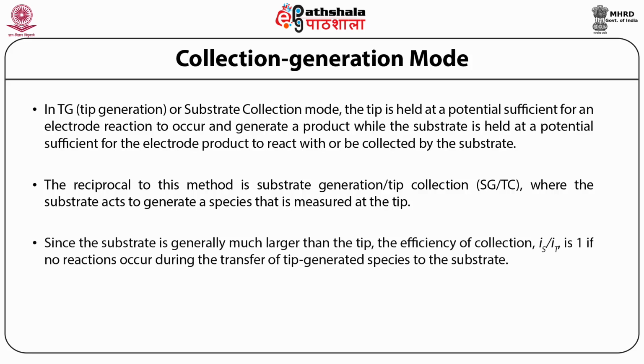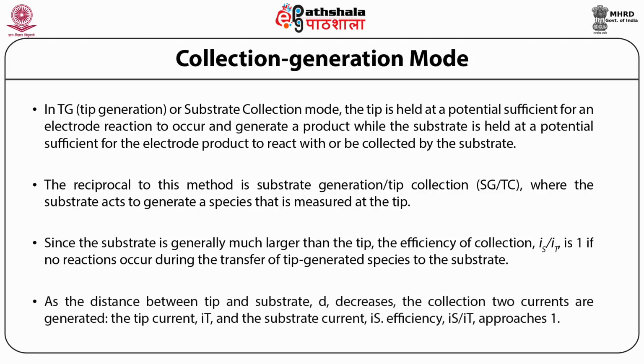Since the substrate is generally much larger than the tip, the efficiency of collection is one if no reactions occur during the transfer of tip-generated species to the substrate, as the distance between tip and substrate decreases. In collection mode, two currents are generated: the tip current and the substrate current.